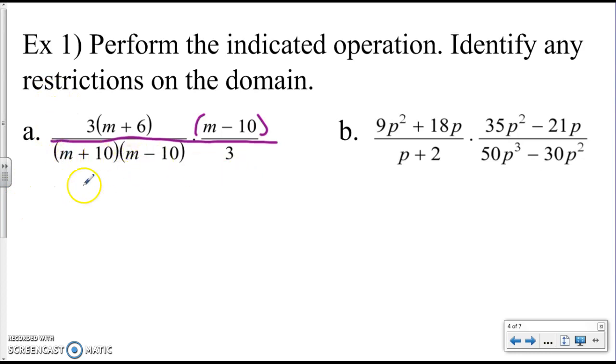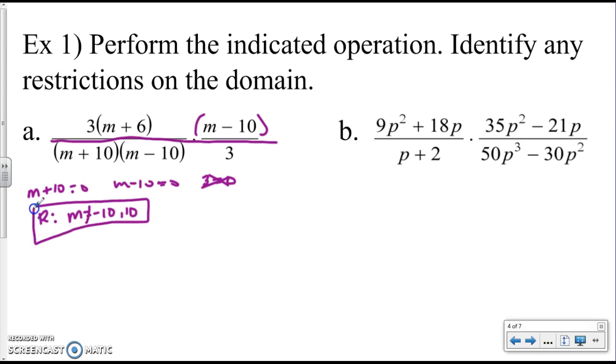So anything on the bottom will help me find my restrictions. Okay, so m plus 10 equals 0. If I solve that, I get negative 10. And m minus 10 equals 0. If I solve that, I get positive 10. And then 3 can never equal 0, so I don't have to worry about that. So my restrictions are m cannot be negative 10 or 10.